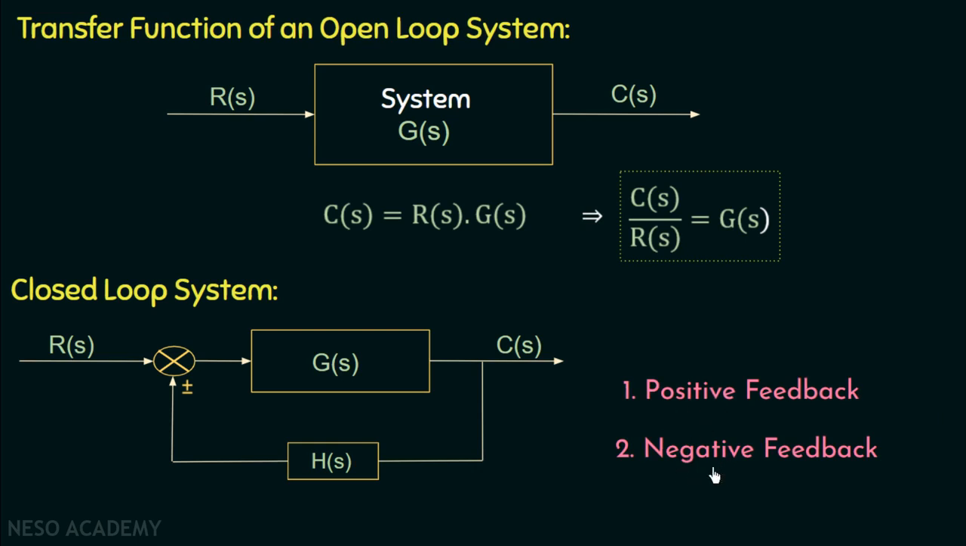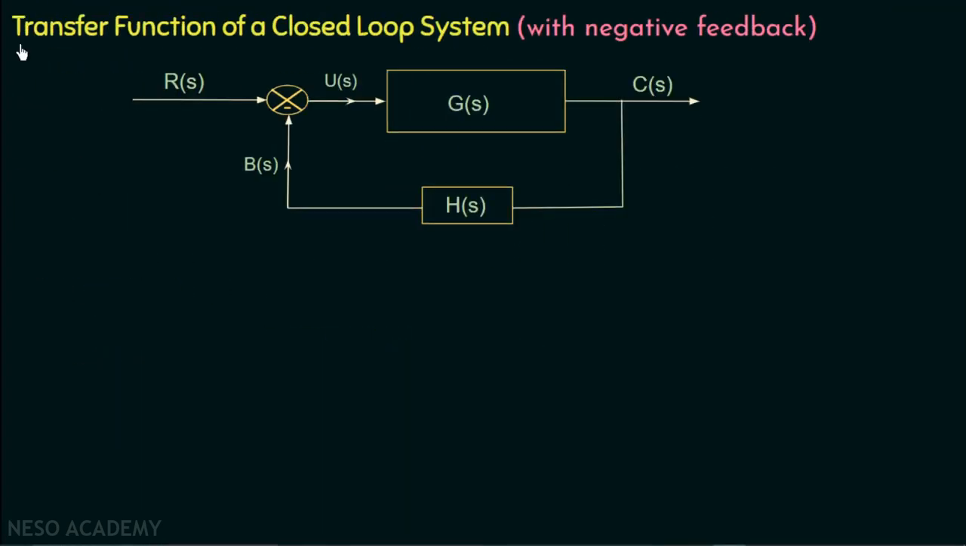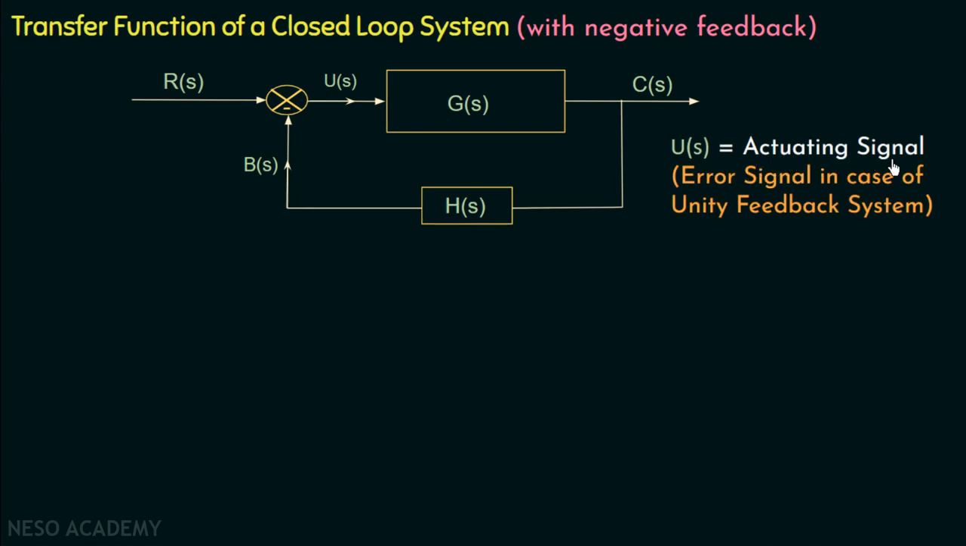Now let us derive the transfer function for a closed loop system in case of a negative feedback. We are having a closed loop system in which the reference input is R(s). The gain of this system is G(s), and since it is in the forward path of the system, we call this the forward path gain. Similarly, H(s) is the feedback path gain because it occurs in the feedback path of the system, and C(s) is the controlled output.